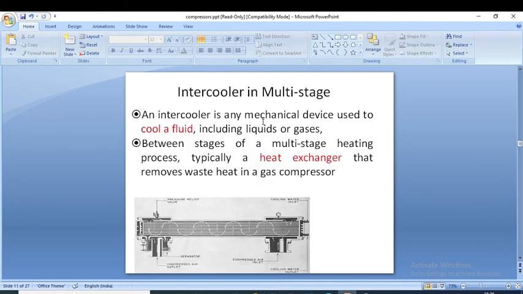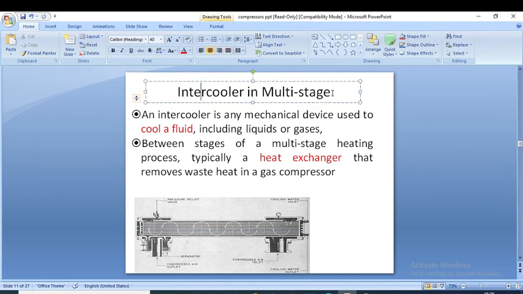Okay. Then there is a need for an intercooler in multistaging. Normally, if we compress the air in a single stage, then we name it a single stage compressor. But if we compress air in multiple stages, using multiple compressors to compress the air, then it is named multi-stage compression. For this multi-stage compression we are going to use the intercooler.